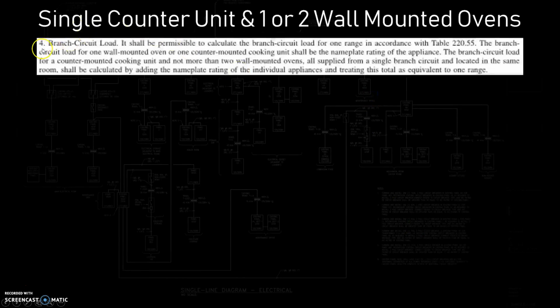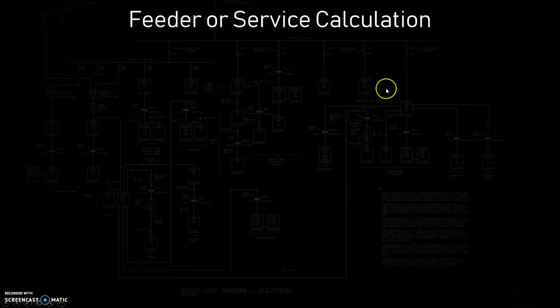Okay, so again, note 4, if we remember, and in particular we're worried about this section, the branch circuit load for a counter-mounted cooking unit and not more than 2 wall-mounted ovens, all supplied from a single branch circuit and located in the same room, shall be calculated by adding the nameplate rating of the individual appliances and treating this total as equivalent to one range. So really what all that says is we're just going to add them all up, right?